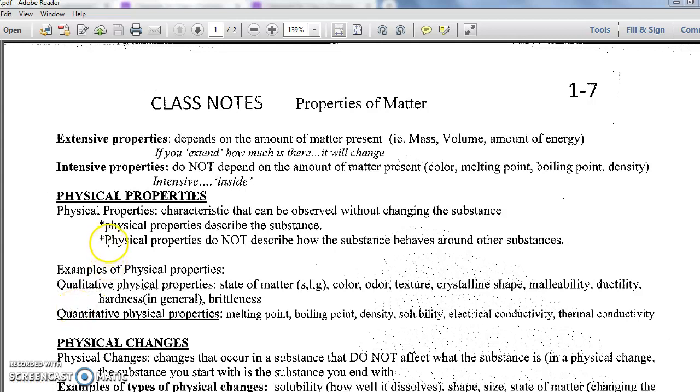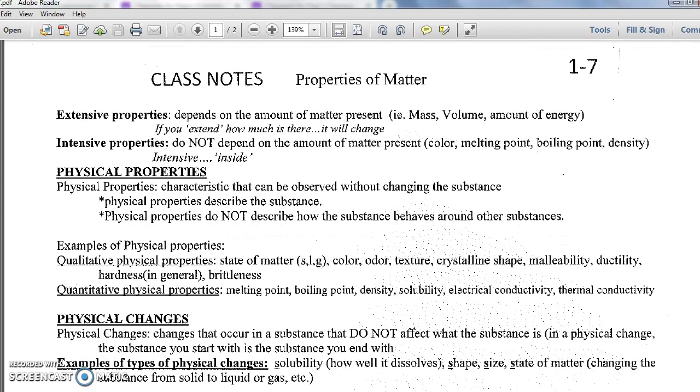And now we begin our third and final video over our class notes. Unit 1, page 7. This is class notes 1-7, and in the previous two videos we talked about the properties of matter. Extensive and intensive is one way to classify a particular property.